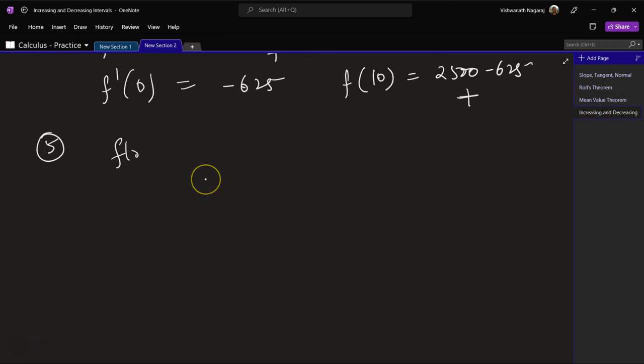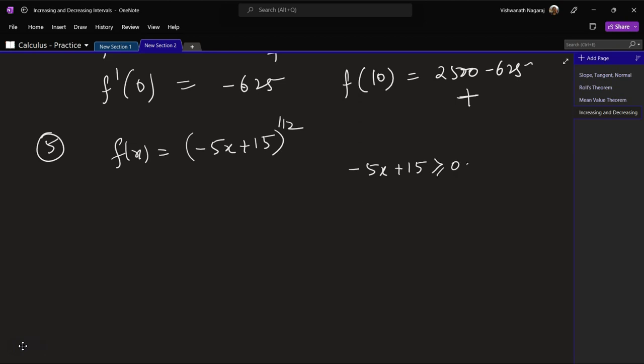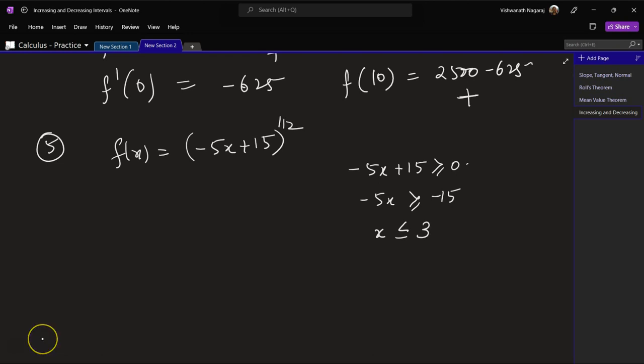Fifth one, f of x is equal to (minus 5x plus 15) to the power of 1 by 3. Now, since we are talking of roots, this cannot be a negative number. So, which means minus 5x plus 15 has to be greater than or equal to 0, which means minus 5x has to be greater than or equal to minus 15, which means that x has to be less than or equal to 3. So now let's do the derivative.